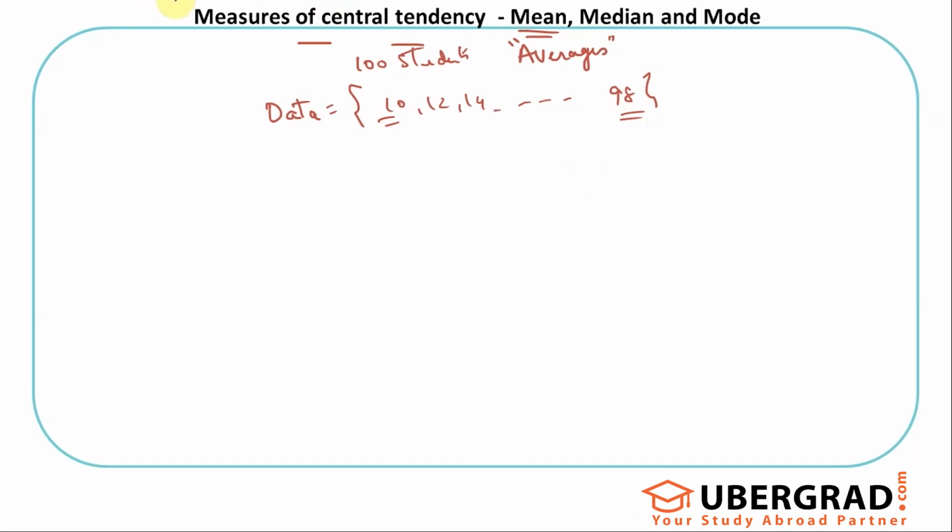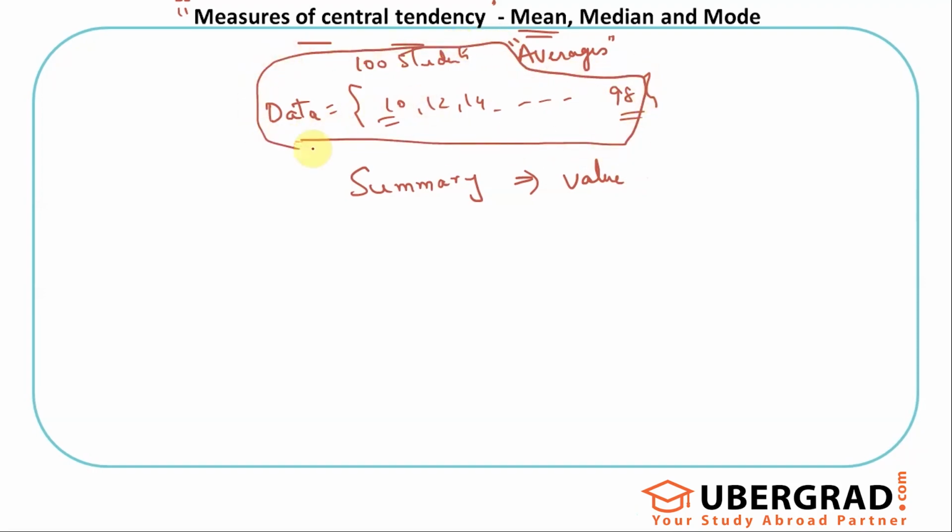So the measures of central tendency are basically like a summary statistic. I'll give you one value which would give you an understanding of the entire group. If I ask you how the 100 students performed, I'll give you just one value which gives you a sense of how the class has performed. The class has performed, not the individual student. So that's the measure of central tendency.